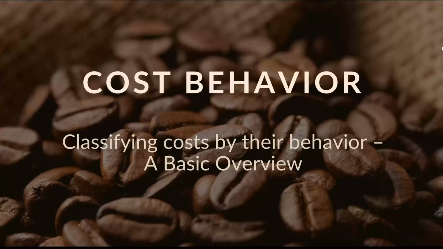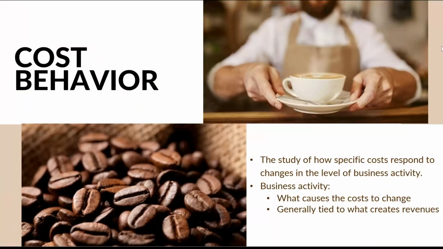Let's look at cost behavior and how we can classify costs based on that behavior. So cost behavior is the study of how specific costs respond to changes in the level of business activity. Well, what is business activity? It's really the thing that causes the cost to change, or the easier way to think about it is what drives the revenues for that company.